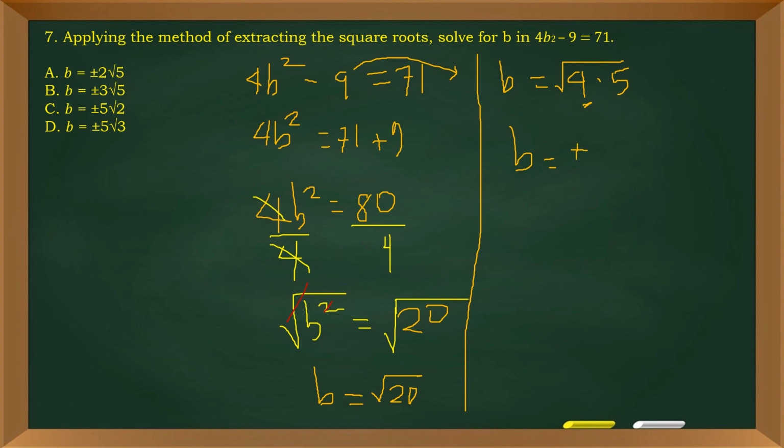So, ilabas natin si 4 bilang extracted na. So, square root of 4 is 2. Maiwan sa loob ng radical sign is yung hindi ma-extract, which is 5. So, therefore, the values of b are positive 2 square root of 5 and negative 2 square root of 5. So, it's letter A.